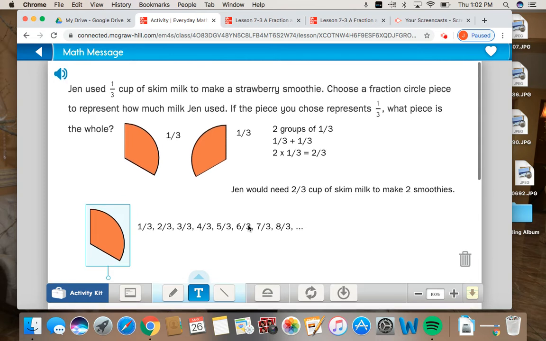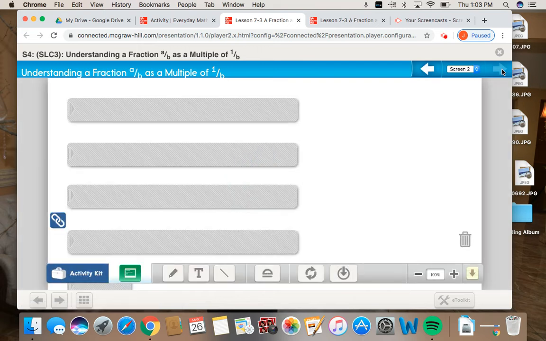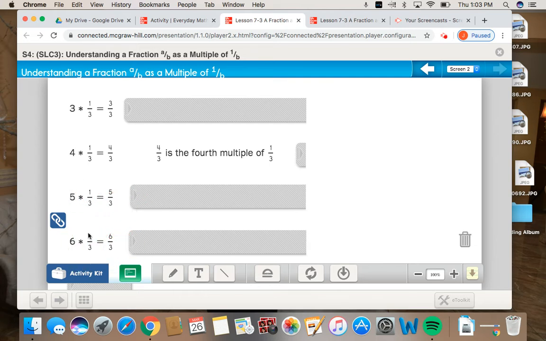That's what we're going to be doing today. So let's move along. This was the rest of our math message. And this is what we were doing with our thirds. 3 times 1/3, that means I want the third multiple of 1/3, and that's how I get to 3/3. If I want the fourth multiple of 1/3, I get to 4/3. There you go. And so on. For the fifth multiple, 5 times 1/3 is 5/3, 6 times 1/3 is 6/3.